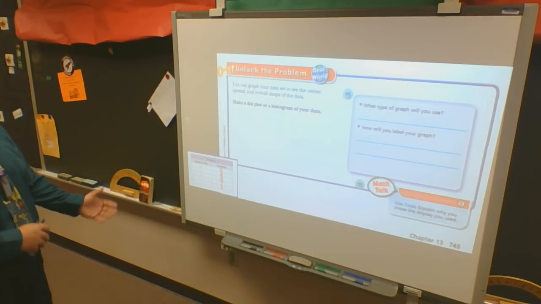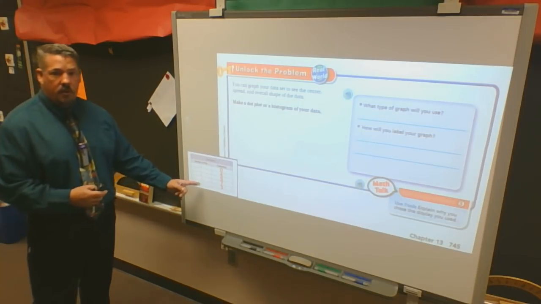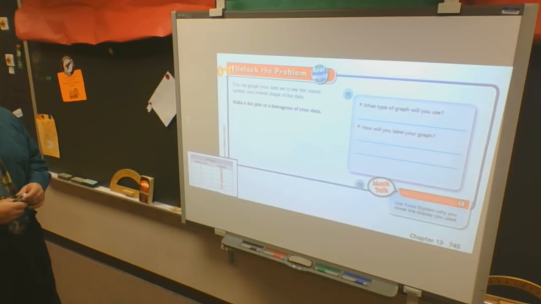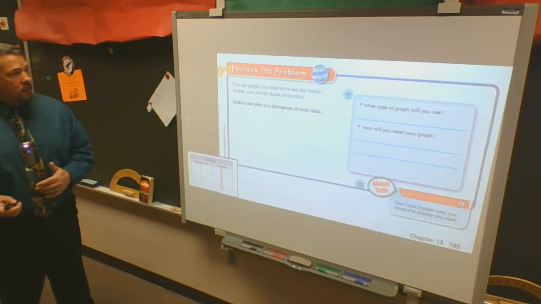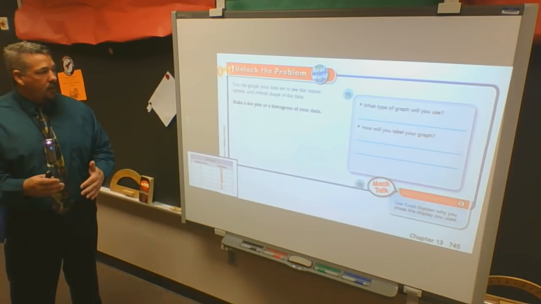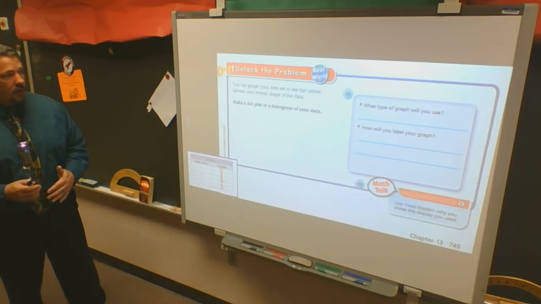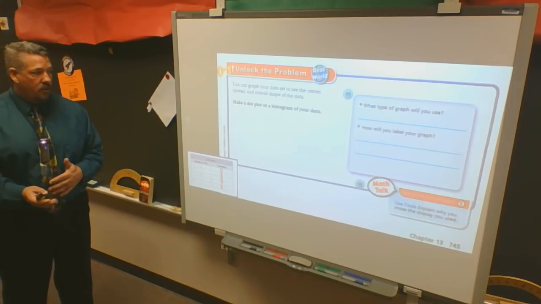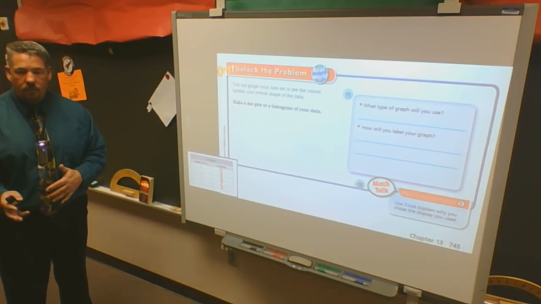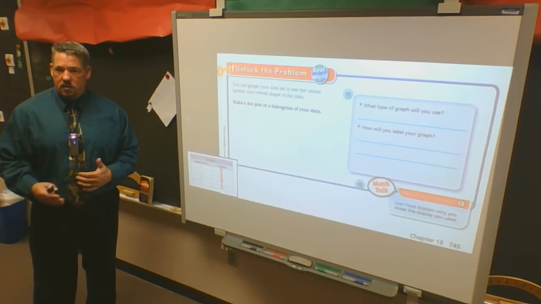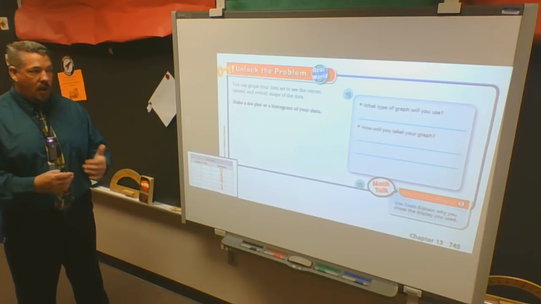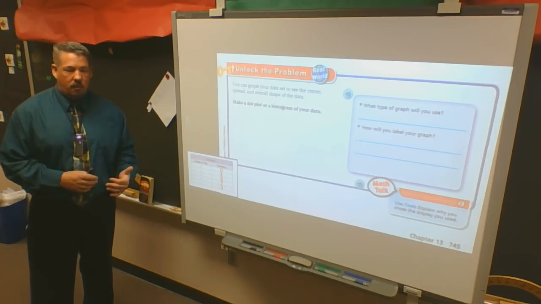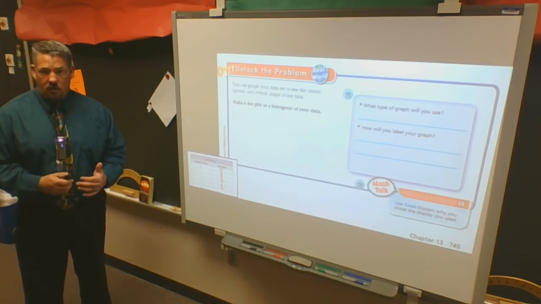All right, so you can graph your data set. I put the data set back down here to see the center, the spread, and the overall shape of the data. Then they tell us to use either a dot plot or a histogram. Well, I'm going to use both just so we can remember what dot plots are compared to what histograms are. So I'm going to start with a histogram.